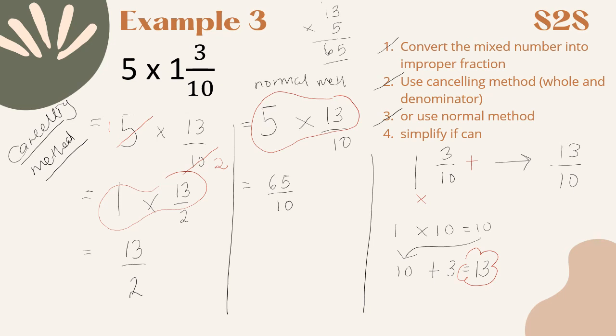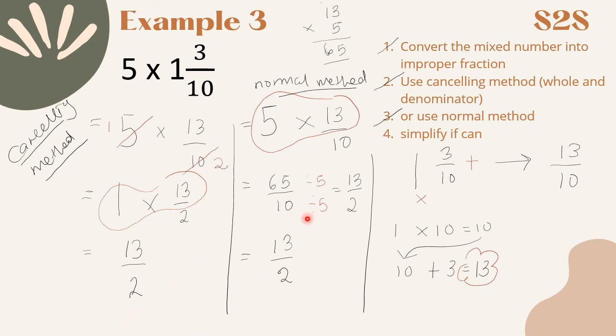Step 4. Ask yourself, can you simplify this fraction further? Can you divide it by the same factor? I think you can. So you can divide this by 5 and you can divide this by 5. So 65 divided by 5 is 13. 10 divided by 5 is 2. The answer is 13 out of 2, which is the same as the cancelling method as well.